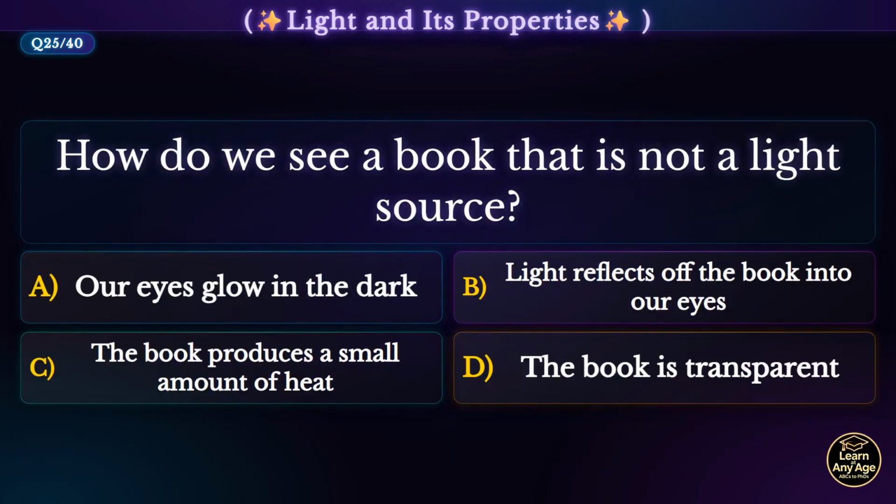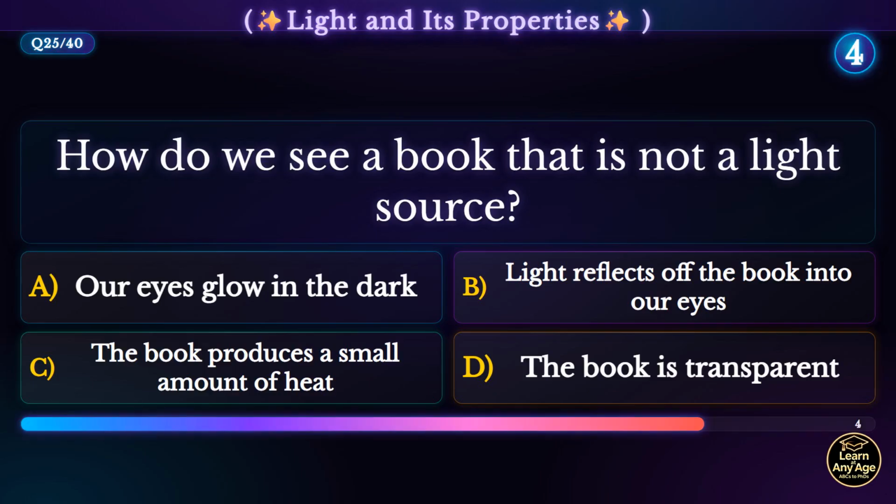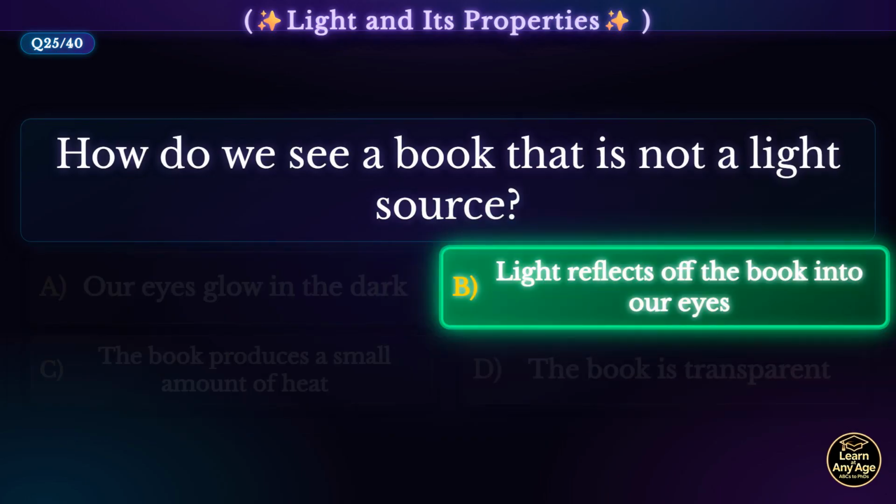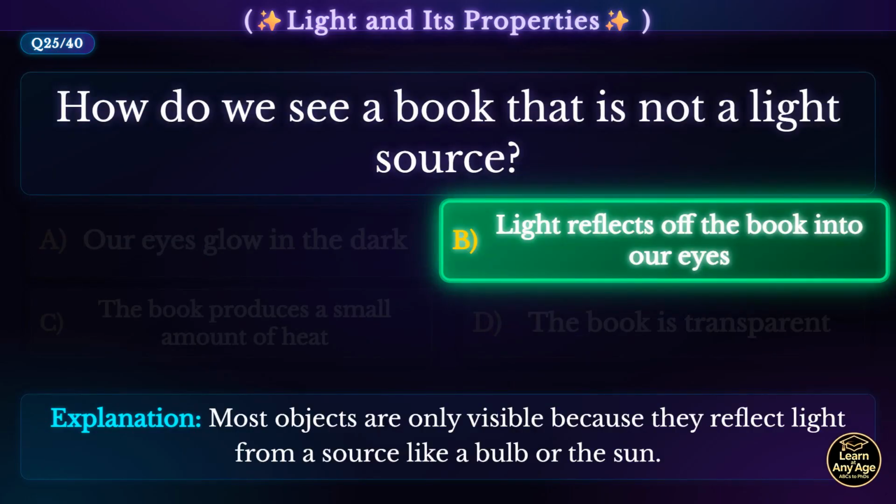How do we see a book that is not a light source? Our eyes glow in the dark. Light reflects off the book into our eyes. The book produces a small amount of heat. The book is transparent. Light reflects off the book into our eyes. Most objects are only visible because they reflect light from a source like a bulb or the sun.